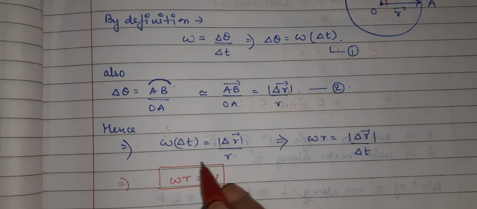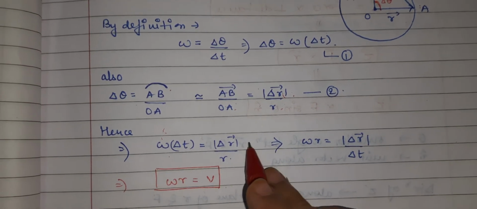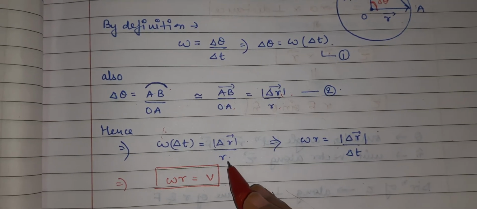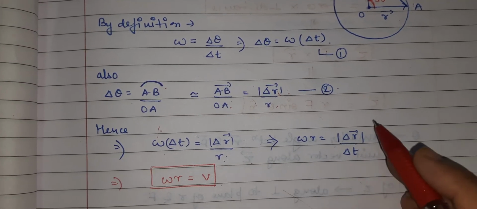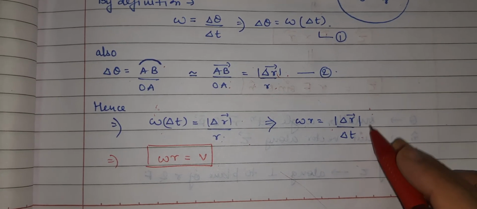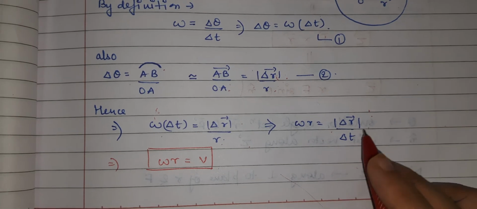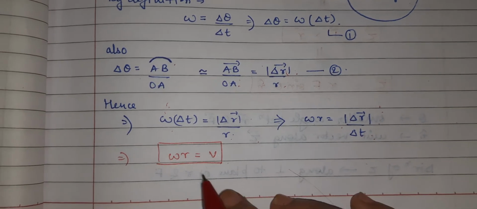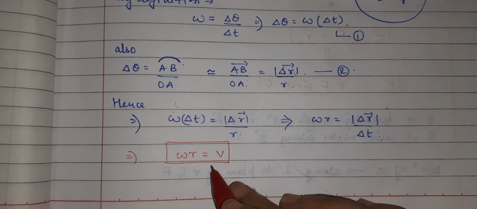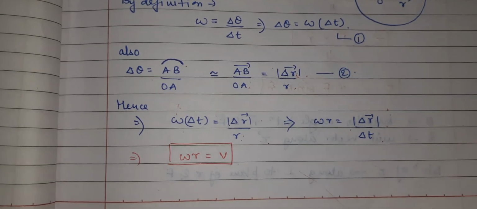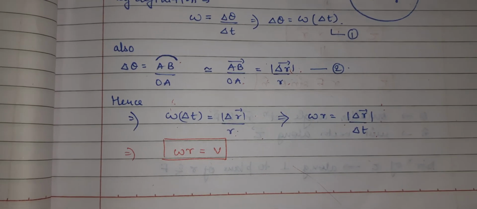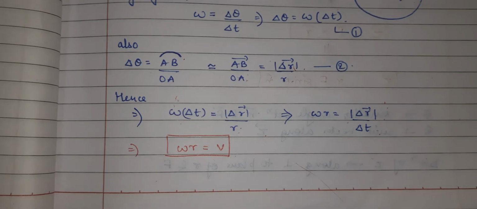Now if I equate both equations 1 and 2, we get omega r equals delta r upon delta t, if I bring this r here and this delta t here. Magnitude-wise, delta r upon delta t is basically a velocity, since displacement upon time is velocity. So we got a relation between the angular velocity and the linear velocity, that is v is equal to r omega. So this was all about the relation between the linear velocity and angular velocity.